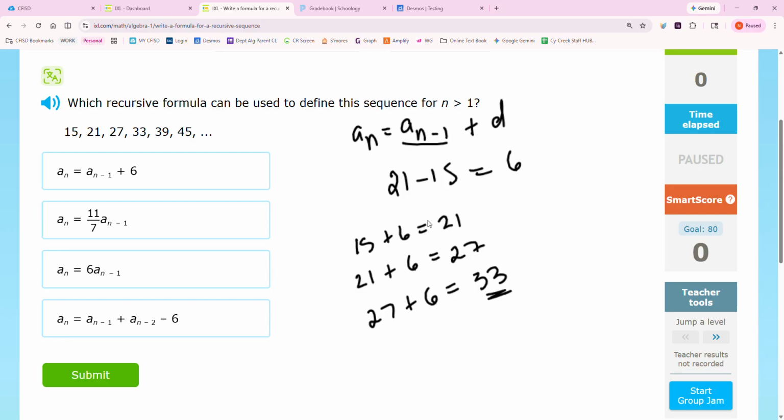Okay. So there's no first term. We don't even need our first term in order to find our recursive formula for the sequence. You will always have that a n minus 1 in the sequence series.